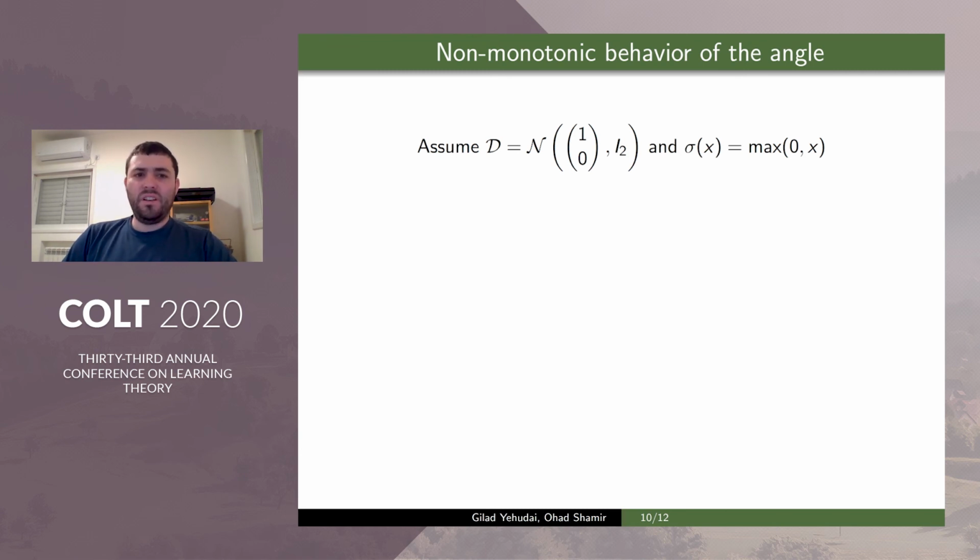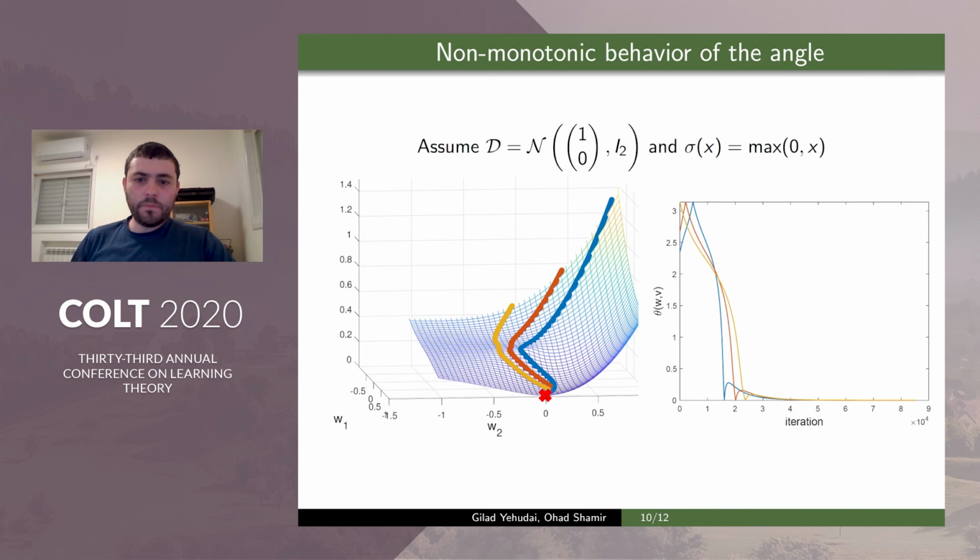In order to show it, let's assume that the input distribution is a Gaussian distribution with unit variance, but with the mean not at the origin, but at the vector (1, 0). So that's almost at the origin. And let's assume that the activation function is the ReLU activation. In this case, the angle does not have a monotonic behavior. On the left, we see the trajectory of gradient descent from different initializations, and we see that the angle between the target vector, which is marked by a red cross, and the trajectory does not monotonically decrease. On the right side, we can see the angle with respect to every iteration, and actually the angle achieves any value between 0 and pi, so it doesn't monotonically decrease.